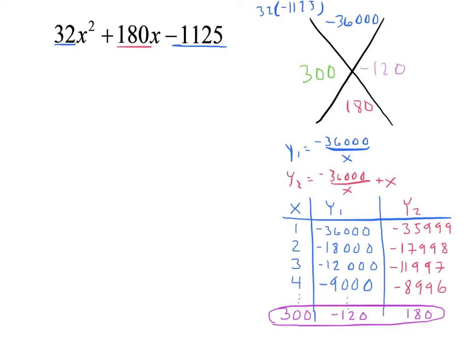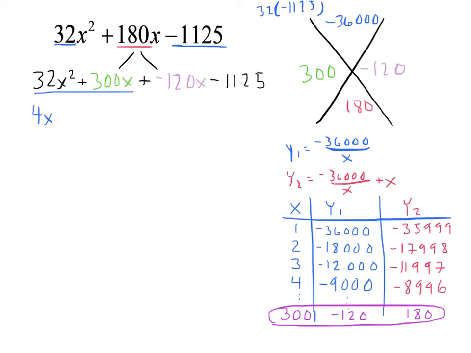And now we are going to rewrite the original equation, splitting up the 180x. Okay, look at the first two, 32x squared plus 300x. What can be factored out of both of those? I'm going to guess 8. And that was wrong. 300 divided by 8 is 37.5, so I guess we're going with 4. So 4x on the outside, and on the inside we're going to have 8x plus, let's see here, half of that is 150, 75.